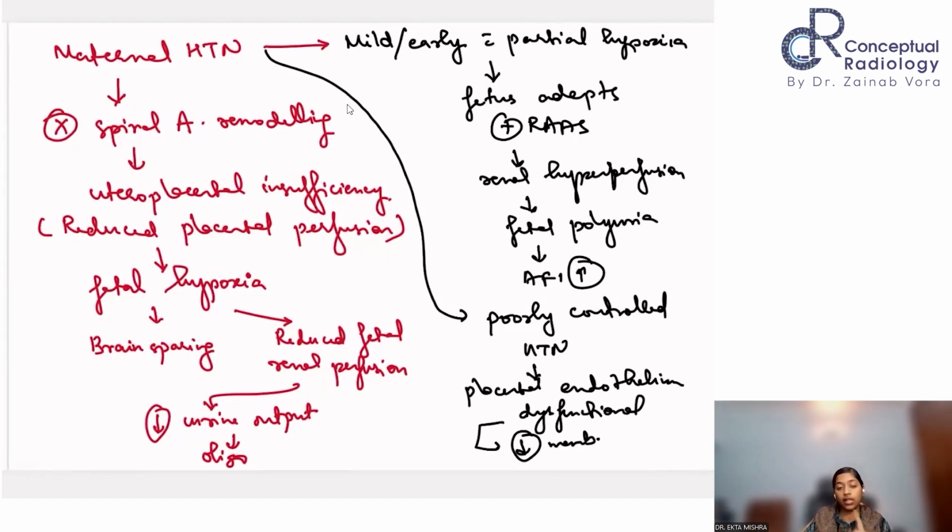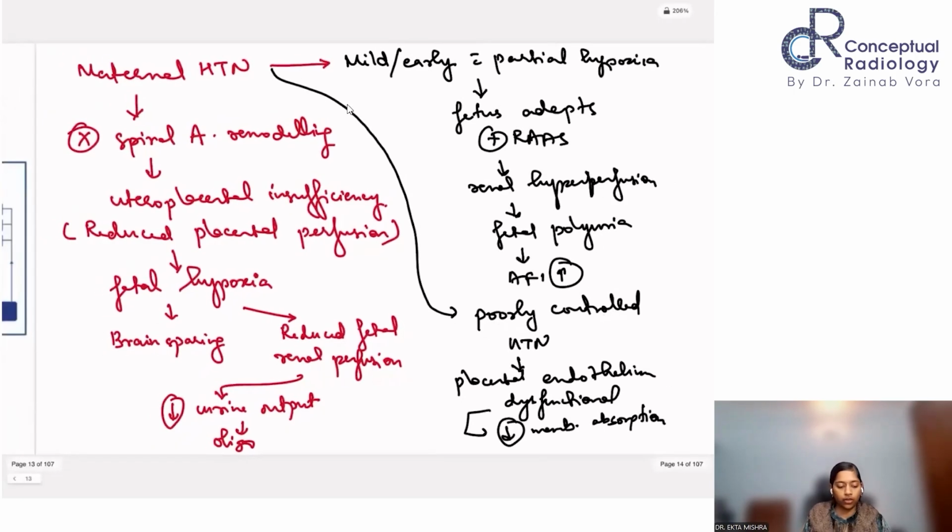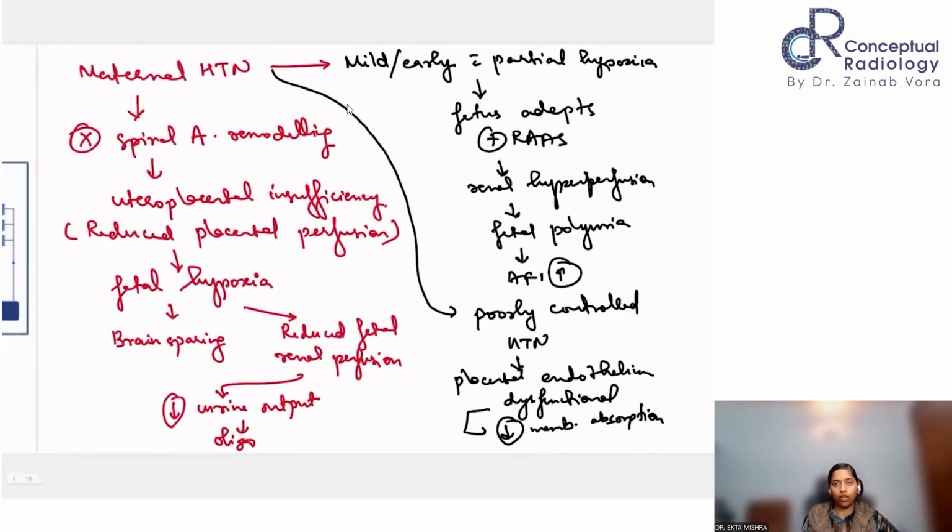So that transfer that we discussed prior to 16 weeks is gone, and hence if absorption is decreased, it goes on accumulating, and that leads to polyhydramnios. Okay, just a small physiology. I hope it is clear.